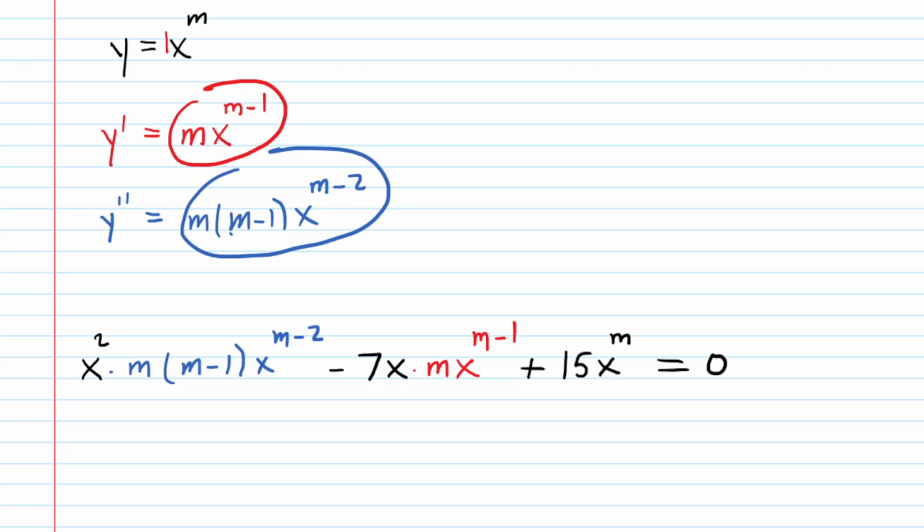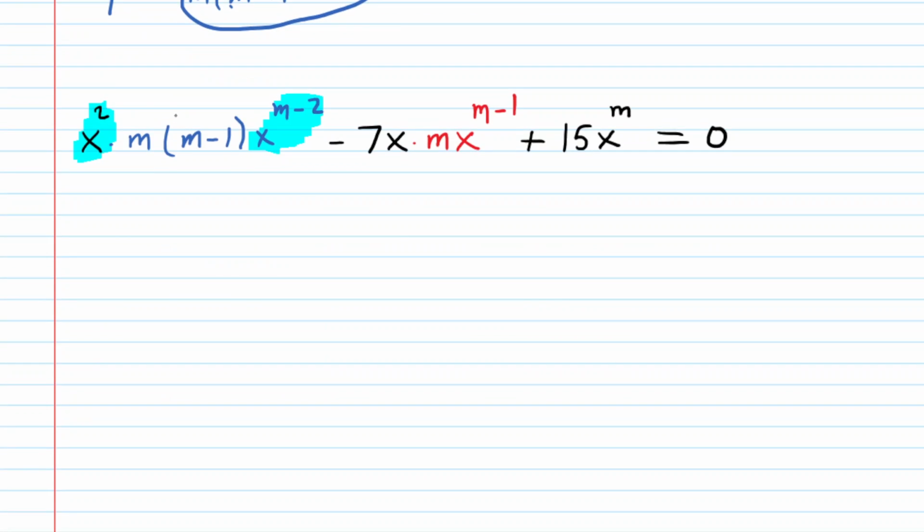Now we look to simplify this, and if we look at the first term, we have x to the power of 2 multiplied by x to the power of m minus 2. And recall that when you multiply powers of x, you actually add the powers. So we're going to end up having x to the power of 2 plus m minus 2. But if you look at that carefully, the 2 and the minus 2 would cancel. That would leave us with just x to the power of m. So we have x to the power of m times m minus 1.